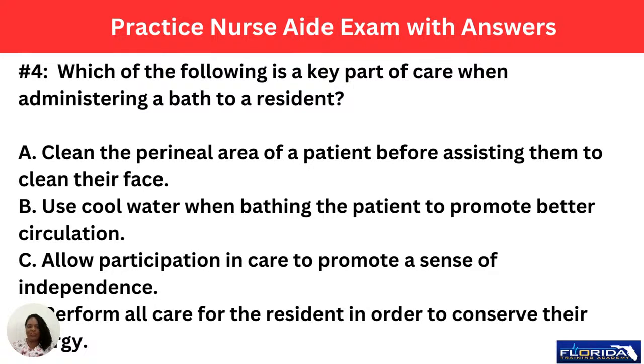Number four, which of the following is a key part of care when administering a bath to a resident? A, cleaning the perineal or the genital area of a patient before assisting them to clean their face. B, use cool water when bathing a patient to promote better circulation. C, allowing participation in care to promote a sense of independence. Or D, perform all care for the resident in order to conserve their energy.